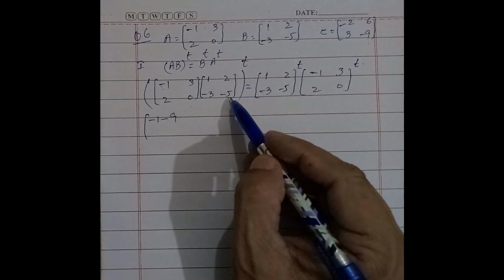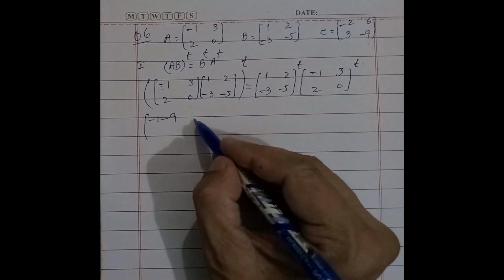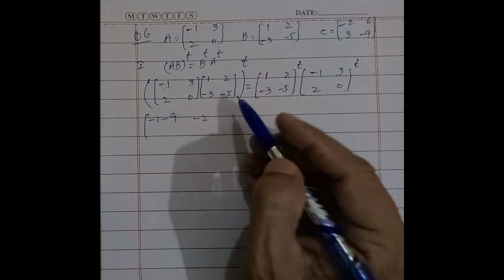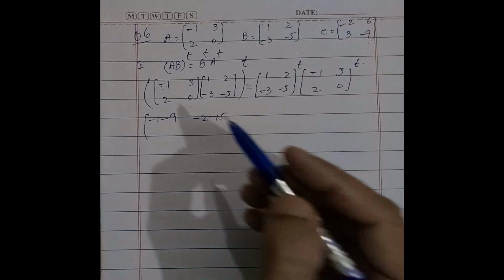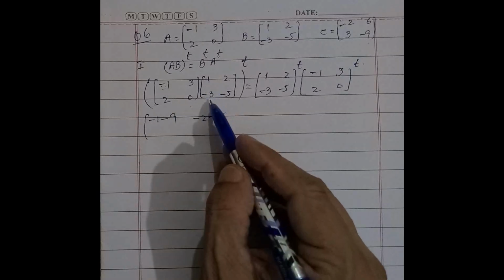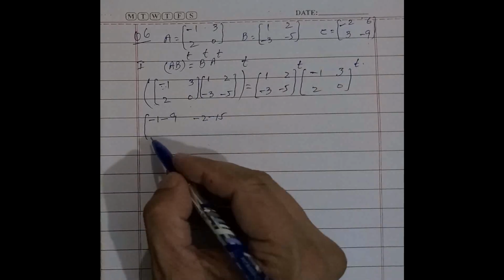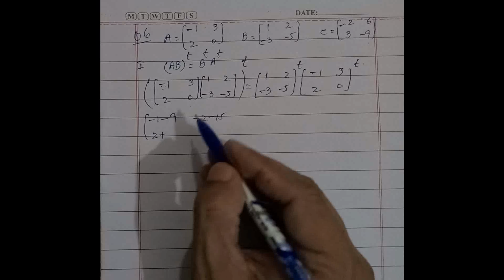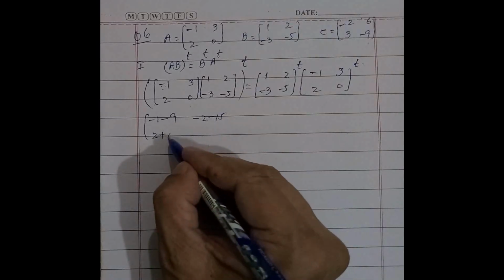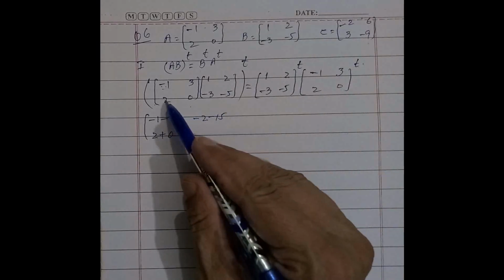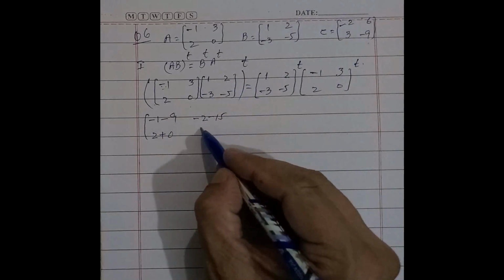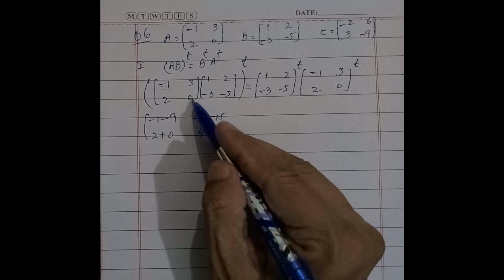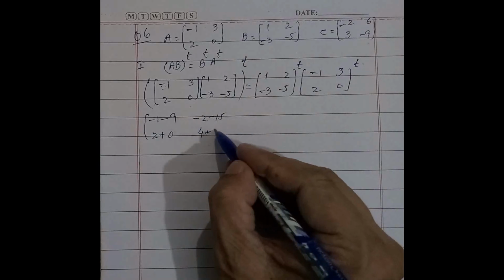First row with the second column is minus 1 multiplied by 2 is equal to minus 2. 3 multiplied by minus 5 is equal to minus 15. Second row with the first column is 2 multiplied by 1 is equal to 2, plus 0 multiplied by minus 3 is equal to 0. Second row with the second column is 2 multiplied by 2 is equal to 4, and then 0 multiplied by minus 5 is equal to 0.